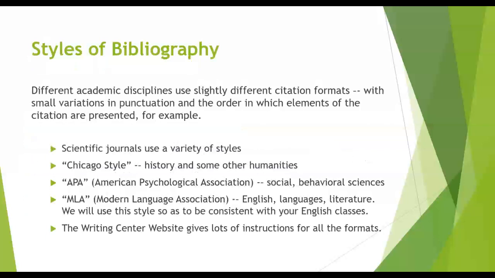Now, the one thing that complicates citation just a little bit is that different academic disciplines use slightly different citation formats. The different formats have small variation in punctuation and the order in which elements of the citation are presented, for example. So scientific journals use a variety of different styles depending on the journal. History and some of the other humanities use what's called Chicago style. Social and behavioral sciences use what's called APA. English, languages, and literature often use what's called MLA.